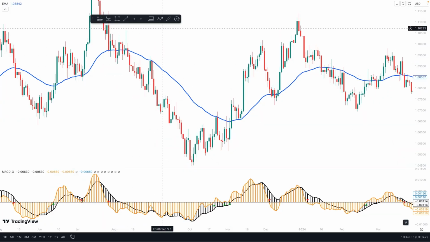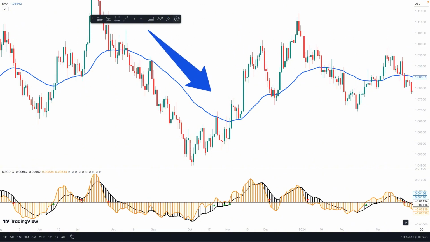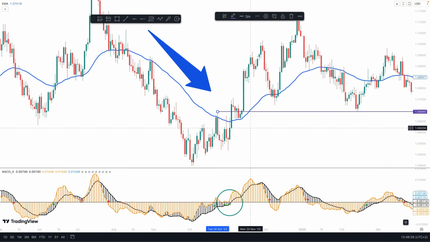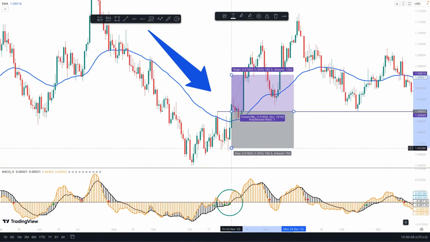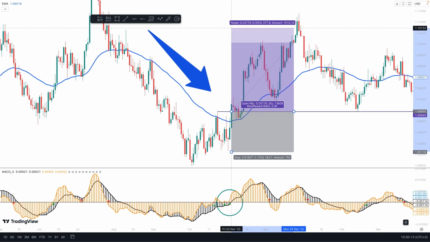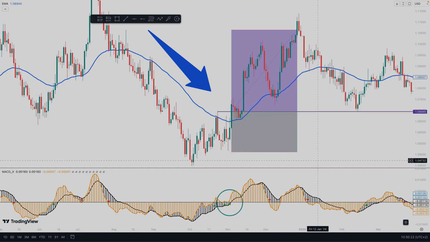Let's walk through a couple of examples to illustrate how this strategy works in real time. Here's a long trade where the price was below the 50 EMA, and we received a buy signal from the double MACD. Notice how we waited for the price to break the previous high before entering the trade. The stop-loss order is placed at the previous low and the take-profit order at 2 times the risk.